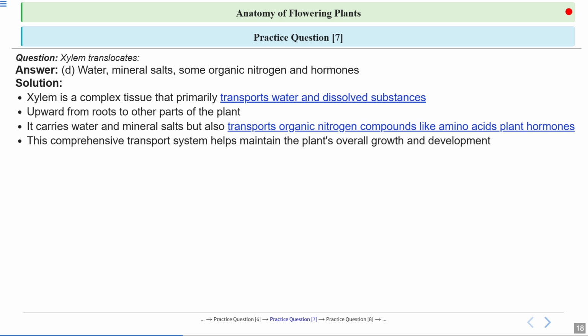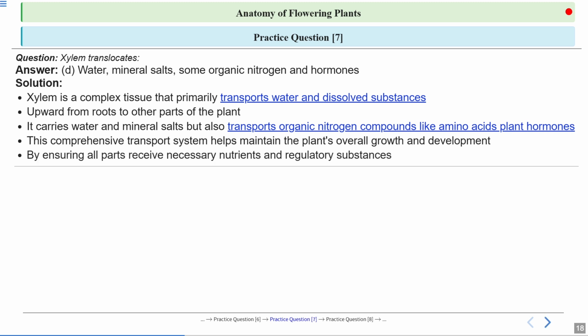Yes, the hormones are very important. They are required by the plant for growth and development. Yes, so it is transported by the xylem, ensuring all parts receive necessary nutrients and regulatory substances. So what are the regulatory substances? Plant hormones. And the example of the plant hormone that gets synthesized in the roots is cytokinin, but it is transported to the above parts of the plant.